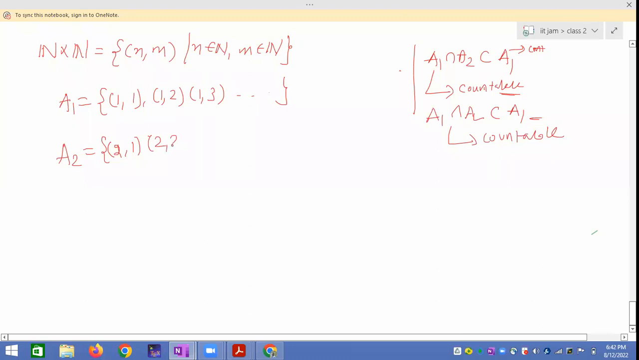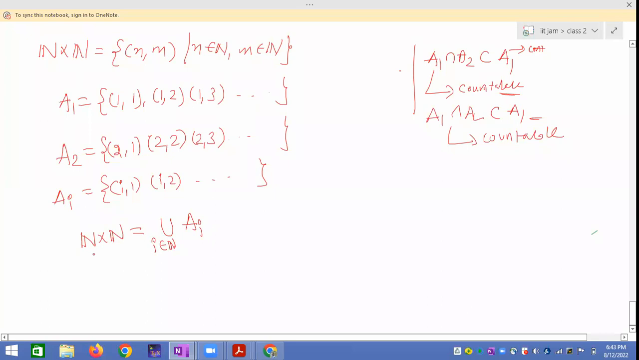A1 is 1,1; 1,2; 1,3, and so on. This is A2. Like that, I am defining Ai: i,1; i,2, and so on. This union, this natural numbers cross natural numbers, this Cartesian product, is equal to the union of all Ai, where i belongs to the natural numbers. Here my index set is the natural numbers.